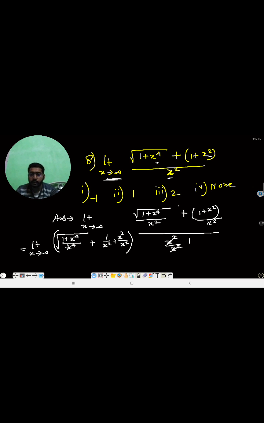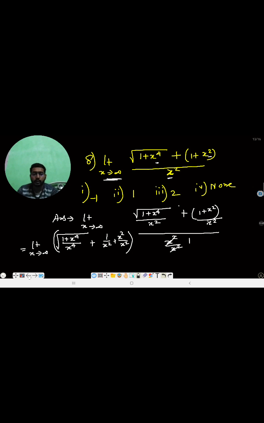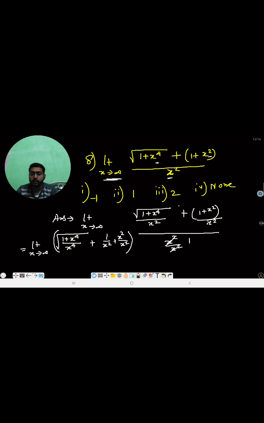Now again in the square root, if I separate this one, that will become the limit x tends to infinity of root under of 1 by x to the power 4 and x to the power 4 by x to the power 4, that will be 1, and plus here it is 1 by x square, and this is x square by x square, yes, x square by x square, that will be 1.